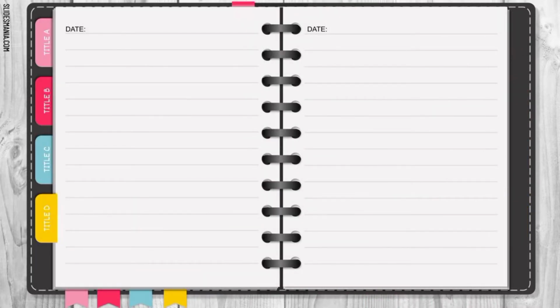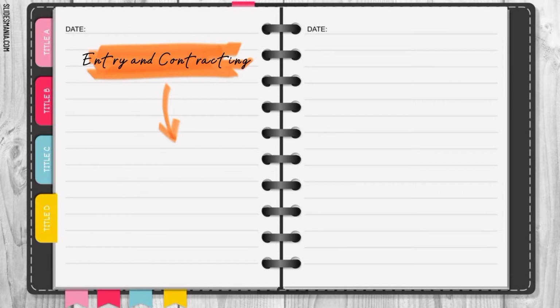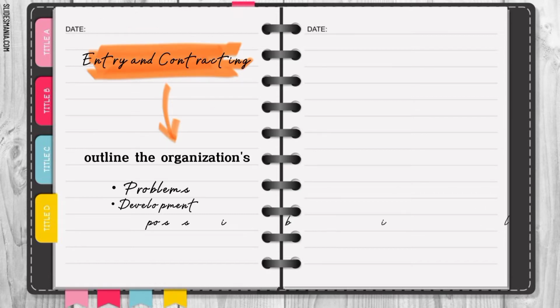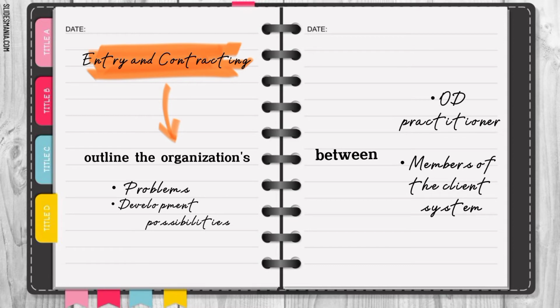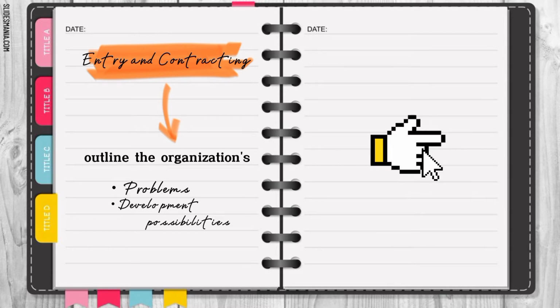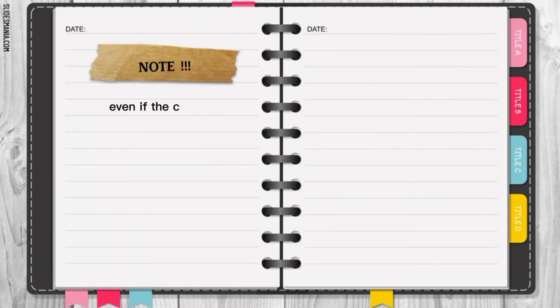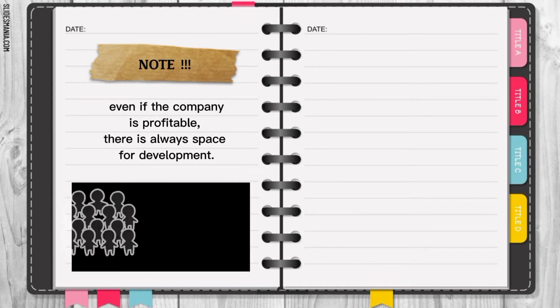The first step in the OD process is entering and contracting. It entails outlining the organization's problems or development possibilities in advance and forming a collaborative partnership between the OD practitioner and members of the client system to address those issues. Even if the company is profitable, there's always space for development.